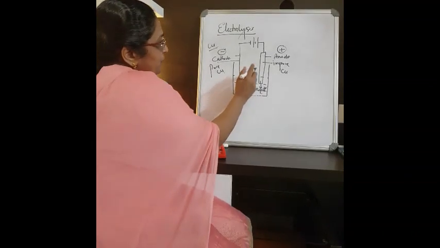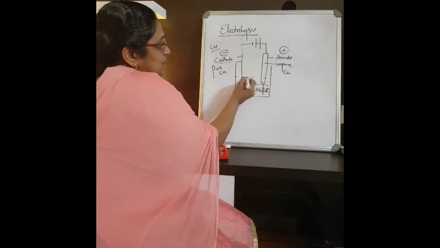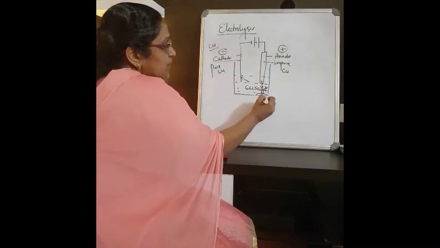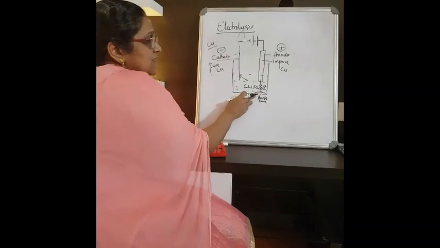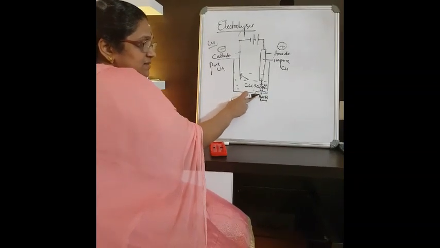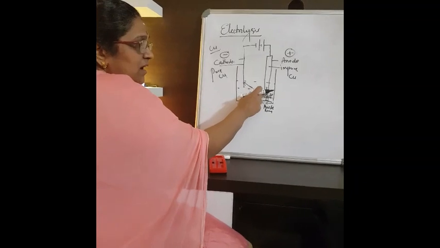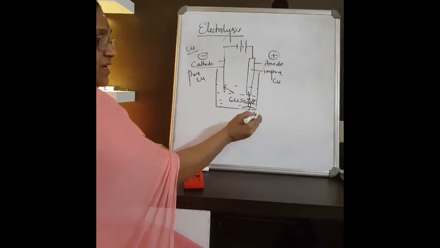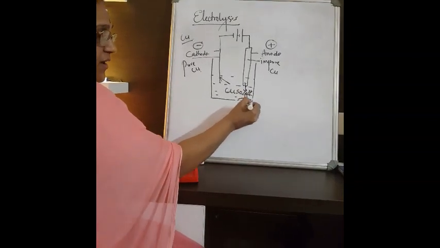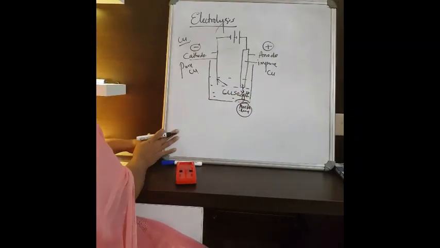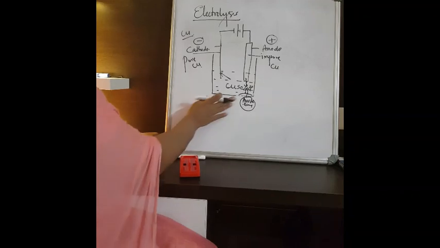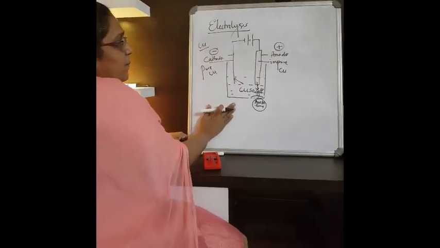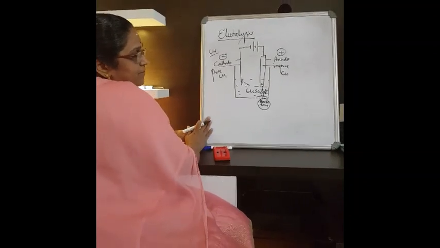Then what happens? Here there is an anode mud. What is anode mud? Anode mud means the soluble impurities that come from the anode while this copper dissociates into copper 2 plus. The soluble impurities on the side of the anode are called the anode mud. So this is about the electrolysis of copper or electrolytic refining.